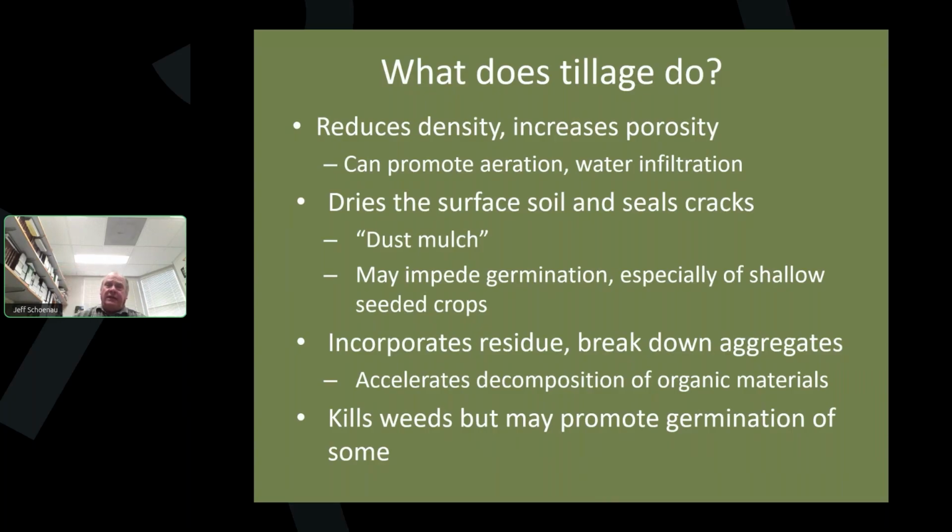Of course, the other thing that tillage does, it kills weeds. We also recognize that it can promote germination of some weeds, and sometimes a tillage operation in early spring may be used to promote the germination of weed seeds that can then be dealt with later on in a single application of a herbicide. Promotion of germination, I think, of weeds like a kochia weed, for example. So yeah, tillage affects a lot of different aspects of soil properties and functioning.